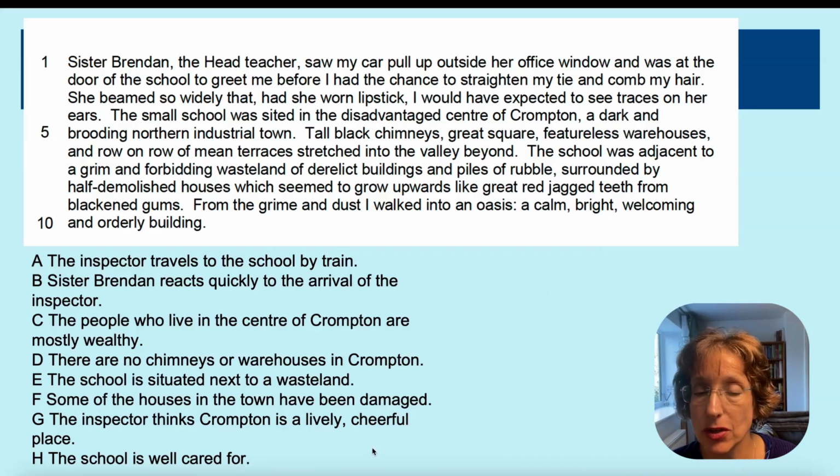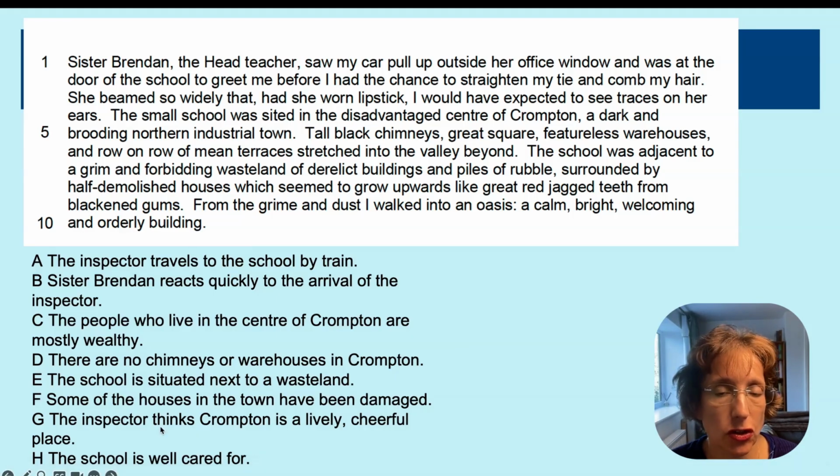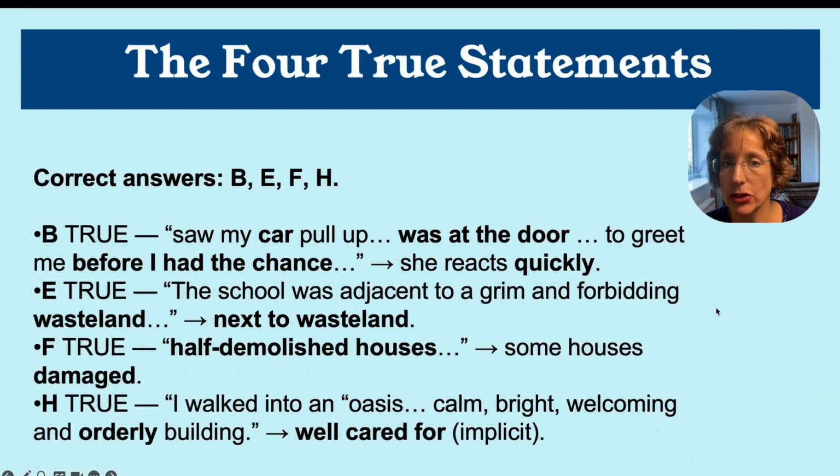So that is true. So as you can see from this, some of it is implicit information, some of it is explicit, but you do need to look carefully and keep going back to the passage. Well, I think we've been through this already. So the correct answers are B, E, F and H.